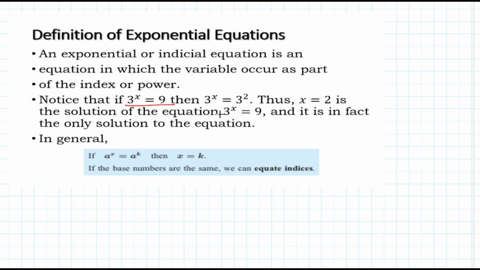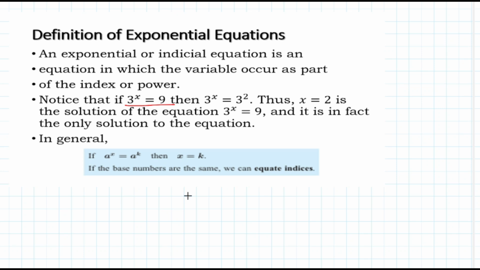So in short, whenever you have a^x = a^k, you have the same base on both sides of the equation. You cancel the base and equate the power. So if the base numbers are the same, we can equate the indices, and then we cancel the base in order to solve the equation. So this is the simple logic behind our exponential equation.